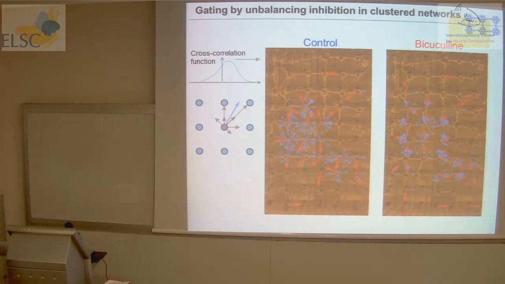So another question that you can ask is, what happens in terms of unbalancing the inhibition in this scenario where we have a large network of connected clusters? Obviously, when you have a two-dimensional network, you cannot just calculate the cross-correlation function as we did with the chains. So what you can do is take one cluster and all the adjacent clusters to this cluster.